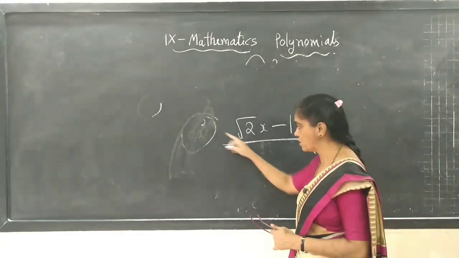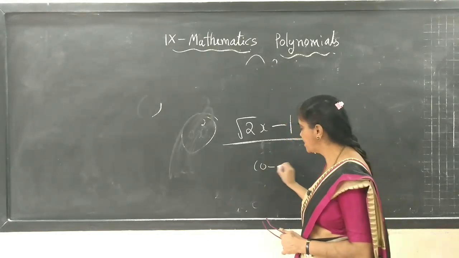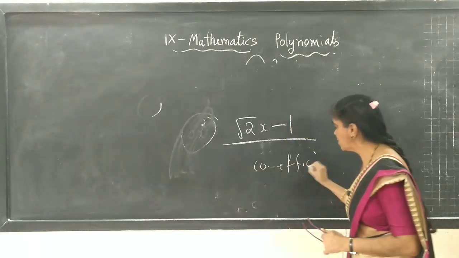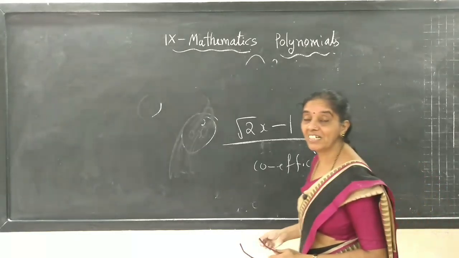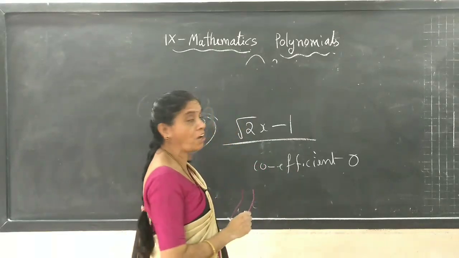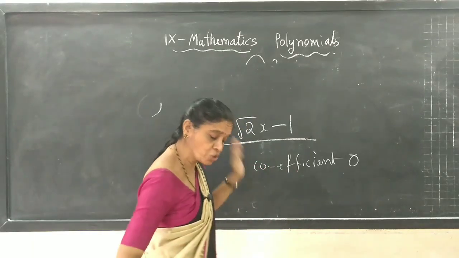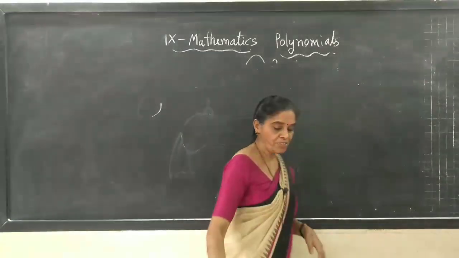It means if there is no x square present, you have to write the coefficient. Then what is the coefficient you have to write? 0. The coefficient of x square is 0 because x square is not present here, indicating it should be multiplied by 0. So here the coefficient of x square is 0.